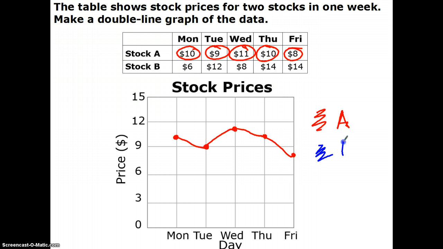And this one is going to be stock B. So stock B was $6 on Monday, $12 on Tuesday, $8 Wednesday, Thursday 14, and Friday 14. Make sure you connect those dots and don't forget any. Okay, there wasn't any question to answer on that one. That was just graphing the 2 lines.